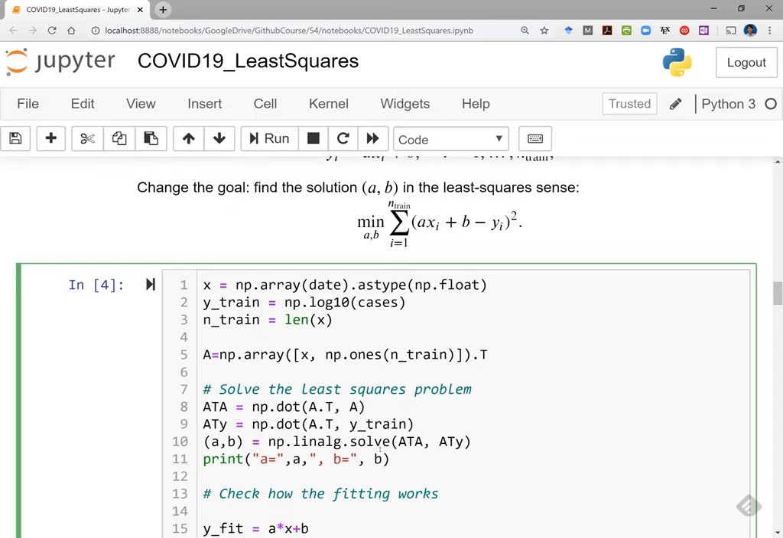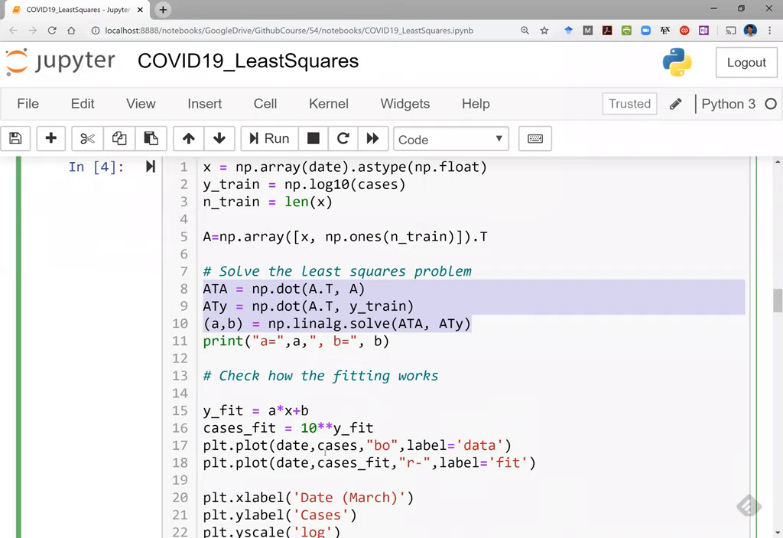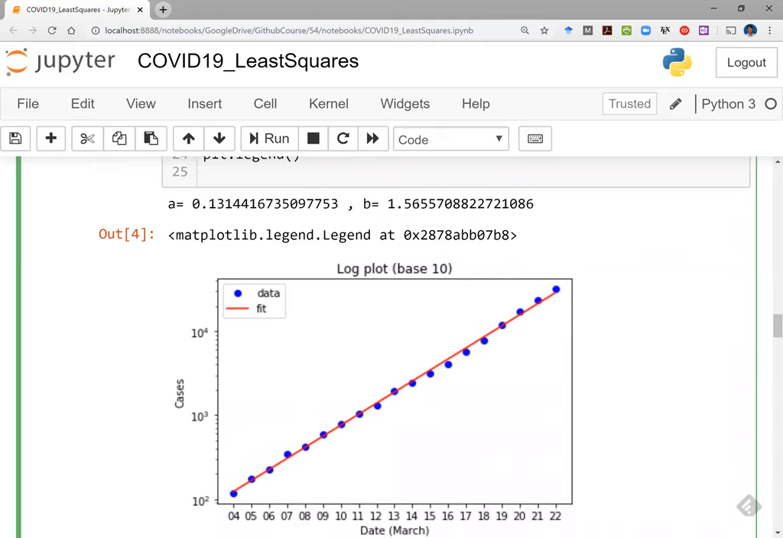Why you do exactly these three lines requires much more detailed explanation, which is going to be the central topic of this class and maybe part of the next class. But the actual procedure is very, very simple. So you solve this, you get A and B, and you plot how the fitting works. So you got the A and B. So A is this number, B is this number.